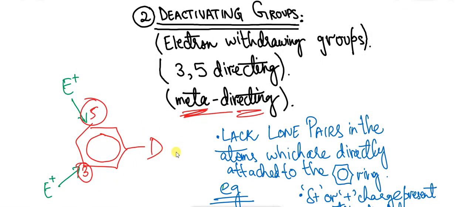They are deactivating because these groups are electron withdrawing groups. What they'll do is that they'll actually cause the electron density of the benzene ring to move towards themselves. They'll basically attract the electron density towards themselves. They'll withdraw the electron density towards themselves, and as a result, the electron density in the benzene ring will decrease. When the electron density in the benzene ring will decrease, the benzene ring will become less reactive towards incoming electrophiles.